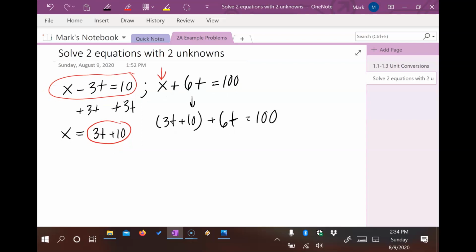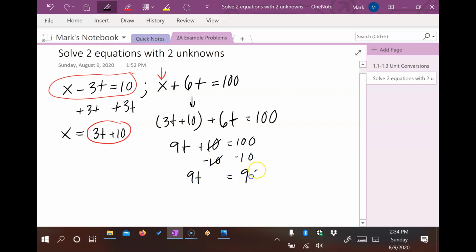Now, because of substitution, we've reduced this to just one variable, t, and we can solve for t. So 3t plus 6t gives us 9t, plus 10 equals 100. Let's subtract 10 from both sides. We're going to get 9t is equal to 90. And finally, divide by 9 on both sides, and you're going to find out that t is equal to 10 here. So we just solved for t, which is good.